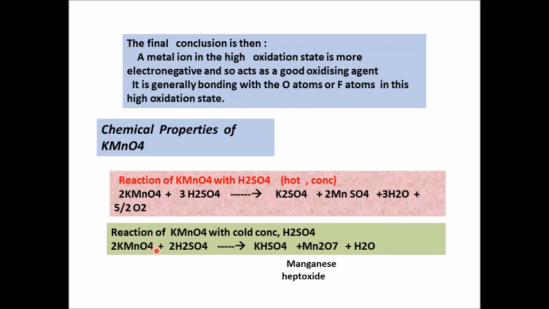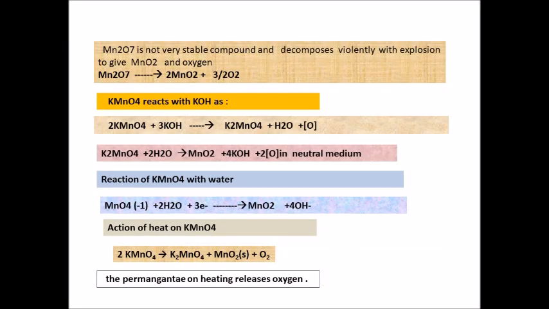Now, if that was the case with hot concentrated acid, what happens in cold concentrated H2SO4? The reaction results in formation of KHSO4, Mn2O7, manganese heptoxide, and water. No oxygen is released. Manganese heptoxide is a very unstable compound. It decomposes violently with explosion to give MnO2, and only then does it release oxygen.